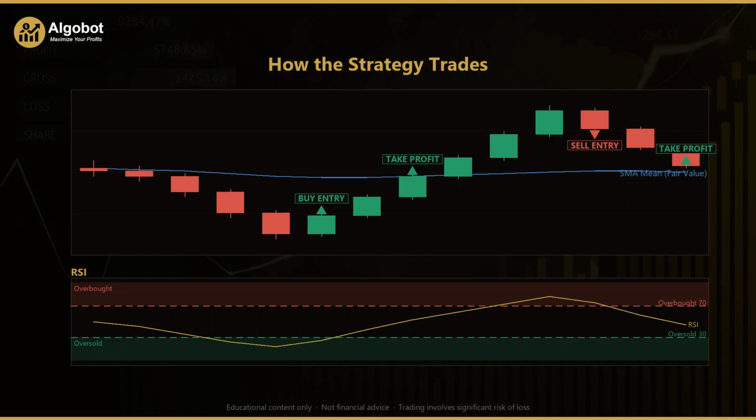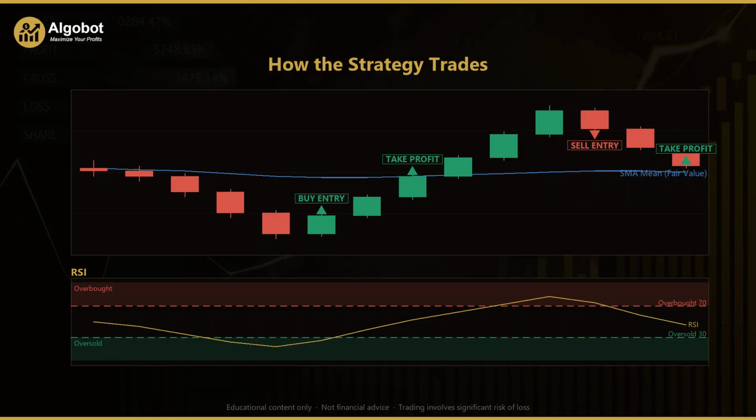Then the reversion plays out to the downside. Price rolls over and works its way back down toward the mean line, bar by bar, as the relative strength index eases back out of overbought. When price reaches the take profit target near fair value, the short trade closes for this example.